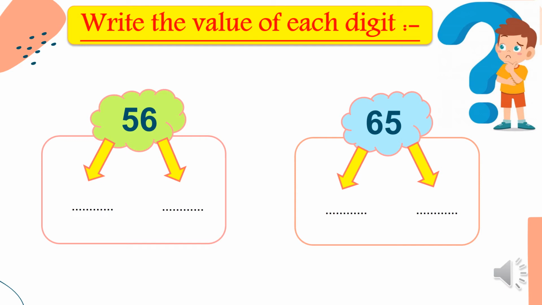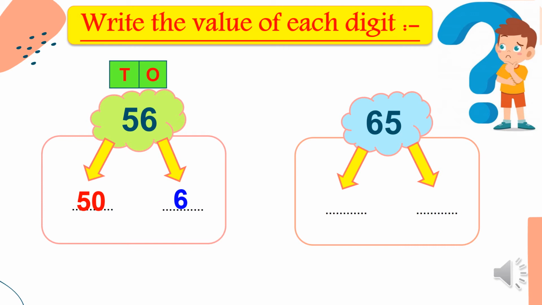Write the value of each digit. He asked about the value. Okay, first number here, 56. So first thing I do, I put the places, ones, tens. Okay, the value of 5 in tens. So in tens we put a 0, its value equals 50. 6 in ones, in ones no 0, so its value equals 6.